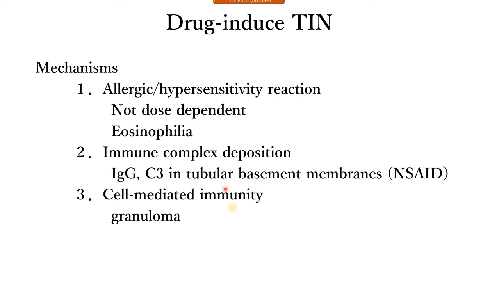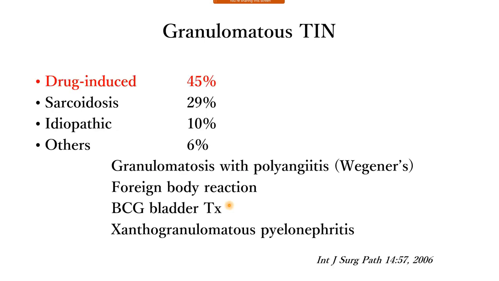And the third is cell-mediated immunity, because sometimes we see granuloma, but this is a kind of vague mechanism. We cannot clearly tell whether this TIN is due to number 1, number 2, or number 3, because some patients have eosinophilia and also we do see granuloma and those things. So granulomatous TIN, we often see the granuloma in any kind of TIN. So actually granuloma is not specific either.